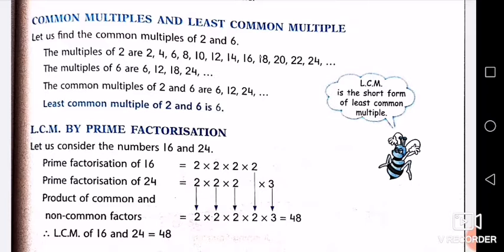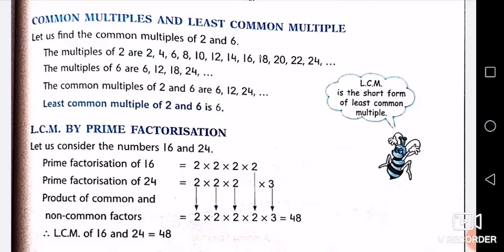So, least common multiple: here you have been given two numbers, that is 2 and 6. Now the multiples of 2 you will write and then the multiples of 6 you will write. After writing the multiples, you will start finding the common multiples of these two numbers. Like the first common multiple is 6, then 12, then 24. After that we will find the least common multiple.